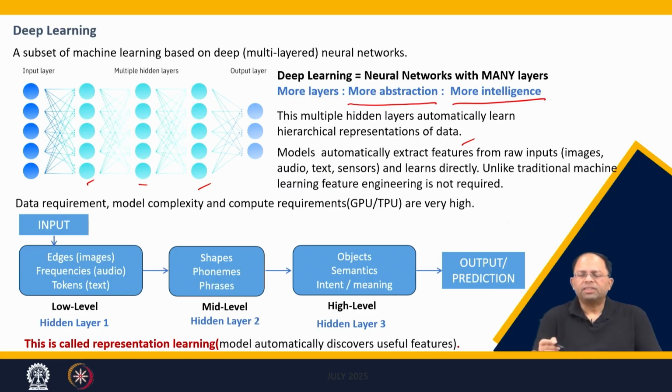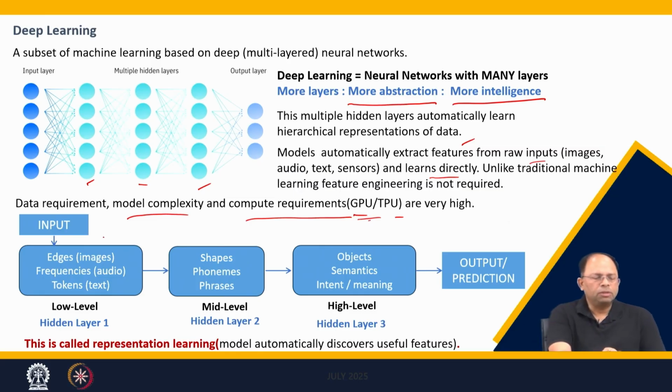Models automatically extract features from raw inputs. We don't have to do any sort of feature engineering. Images, audio, text, sensors, all these things could be fed, and the model learns directly from that. Unlike traditional machine learning, feature engineering is not required in deep learning. But the data requirement is obviously much more compared to other machine learning models. Model complexity is also very high, and the compute requirement actually needs GPUs and TPUs. That means normal CPUs will not be able to handle this kind of load, and we have to go for these GPUs and TPUs.